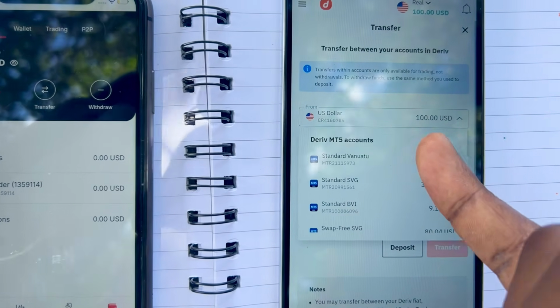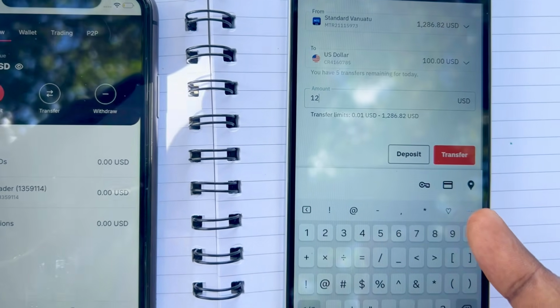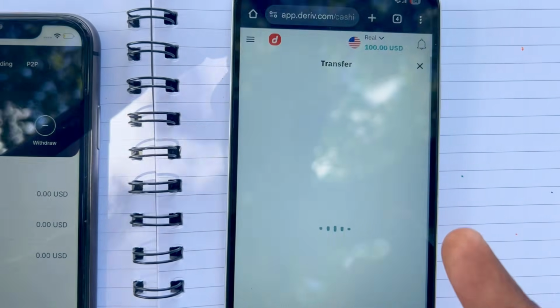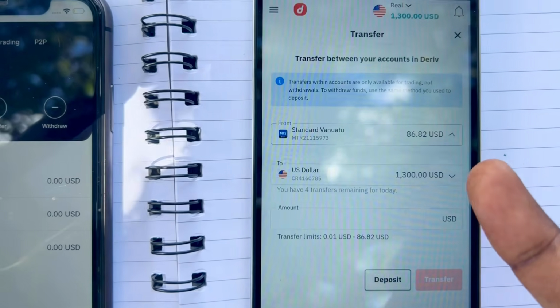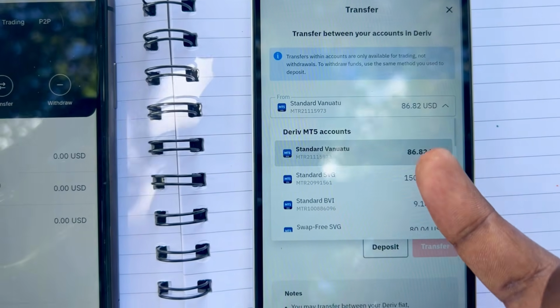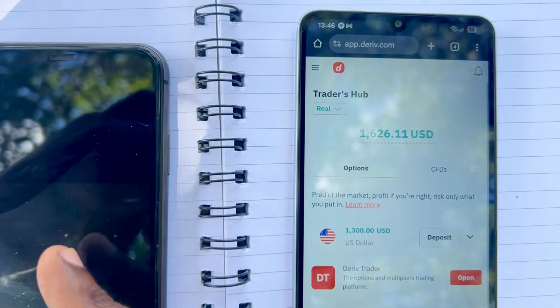So let's select the 1,000. I will transfer 1,200 for now. 1,200 for now. Transfer to the wallet account. There we go. We have 1,300 there. And we have 86. Here we have 150. So this looks good. Everything looks good here. We can press here. We press Traders Hub. We have 1.6. The money.